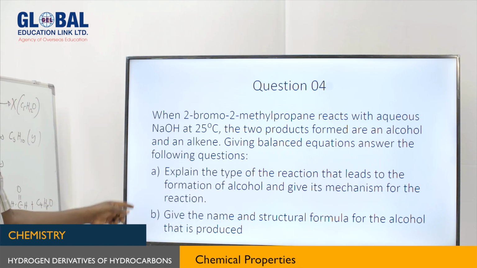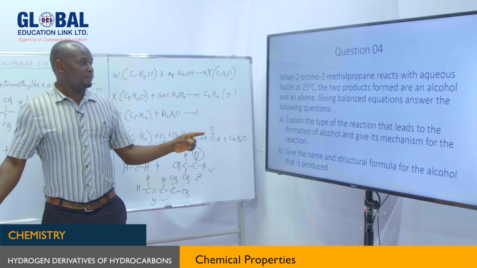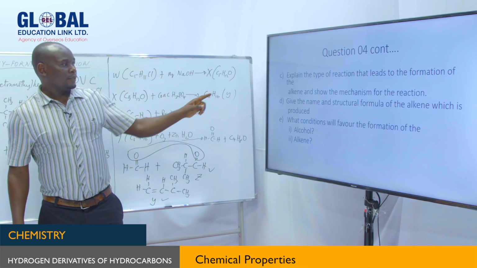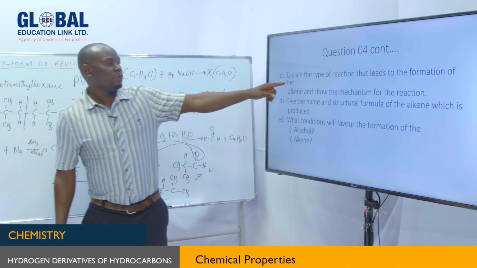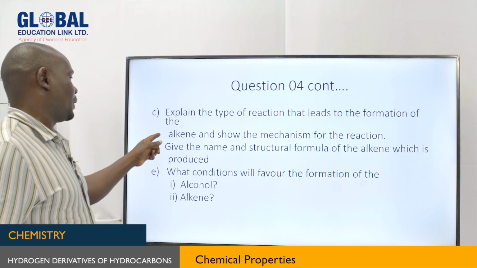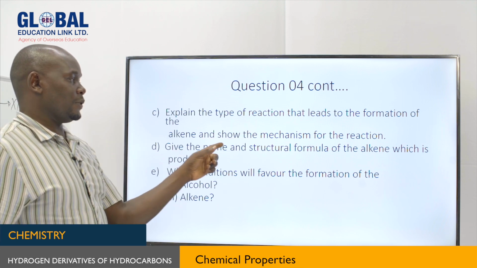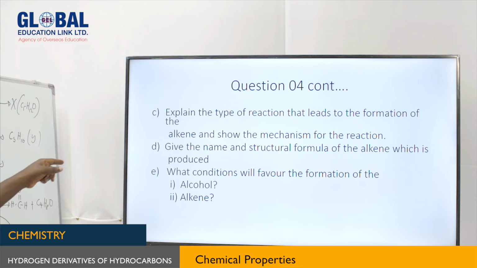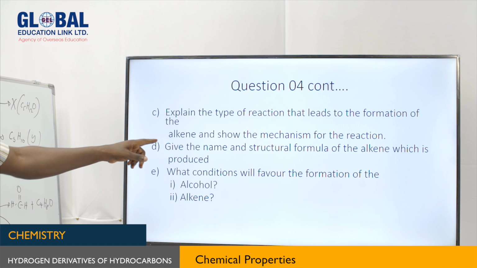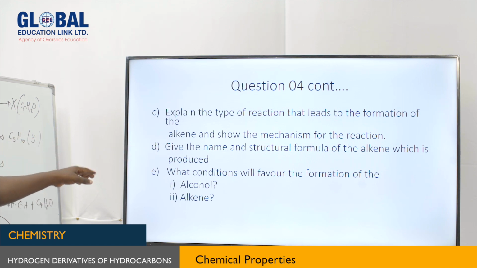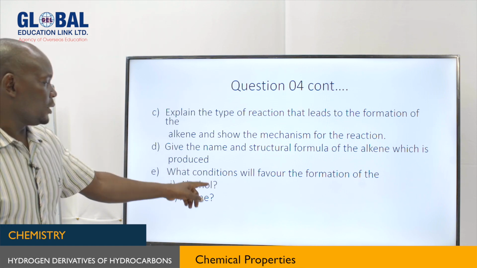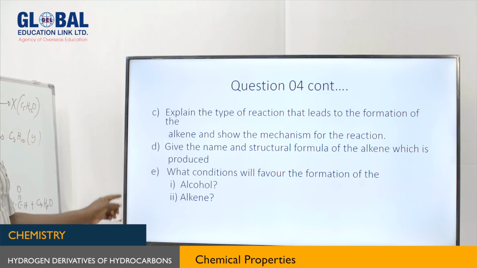Then B, give the name and structural formula for the alcohol that is produced. And C, explain the type of reaction that leads to the formation of the alkene and show the mechanism for that reaction. D, give the name and structural formula of the alkene which is produced. And lastly, what condition will favor the formation of (i) the alcohol, (ii) the alkene.